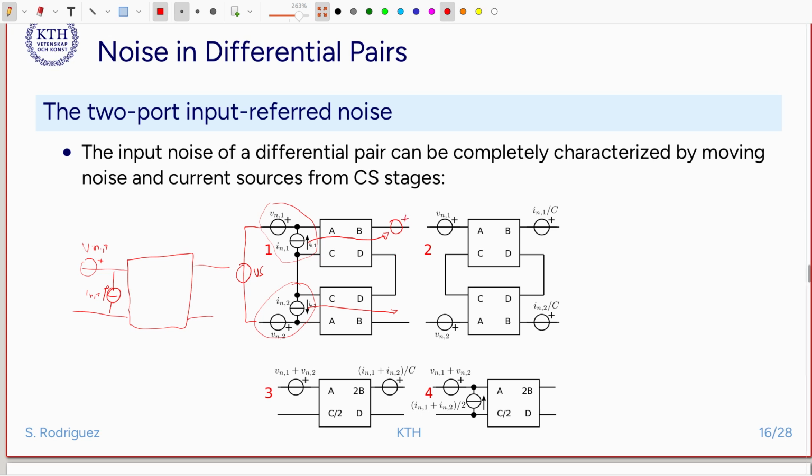We move it by using the C parameter, that is the transimpedance, converting a current to a voltage source. So when we do that, the noise current from the input has been converted into an output voltage. The position of the plus in the voltage source is important to keep the sign. We do the same for the bottom stage. And then we have this noise voltage here.